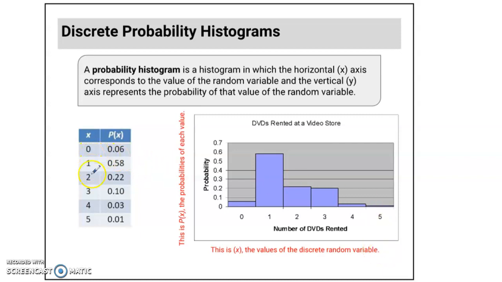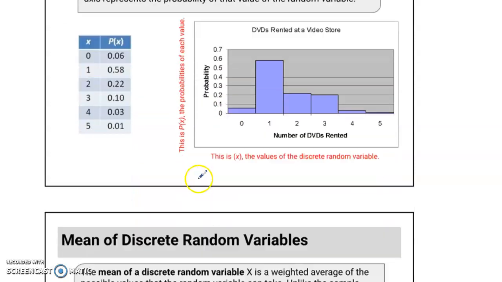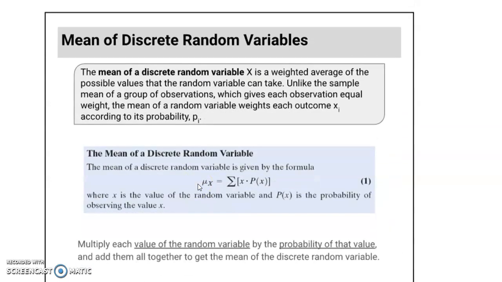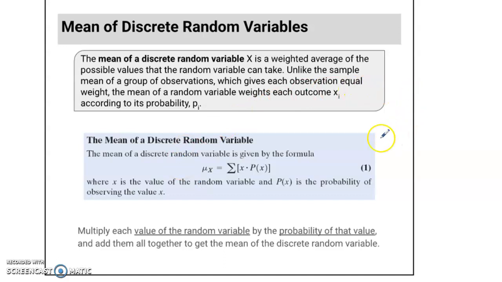So for all of these DVDs, we can list the probabilities like this, and we can show that the largest probability is they walk away with 1 DVD, and the smallest probability is they walk away with 5 DVDs, etc. So that's a probability histogram. You might be asked to make one of those. If I was asked to find the mean of a discrete random variable, it's a weighted average. So in other words, it takes into account the likelihood of all the different outcomes.